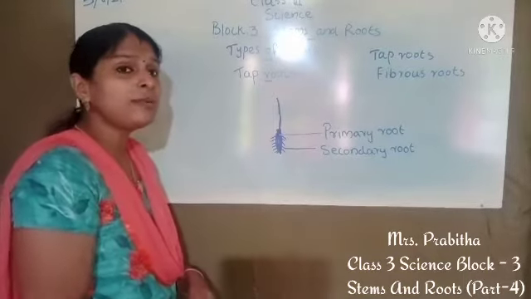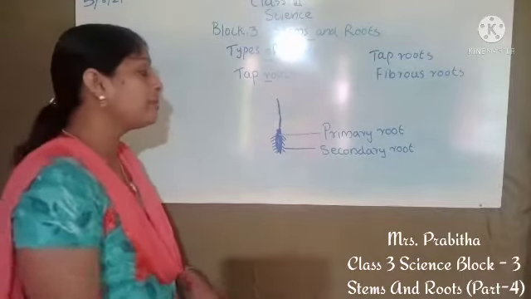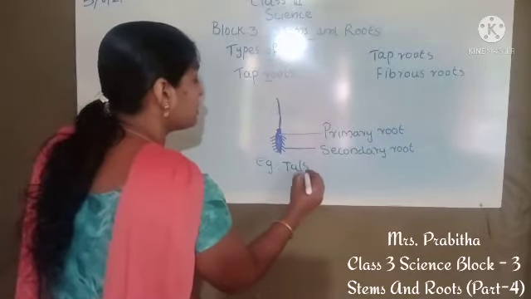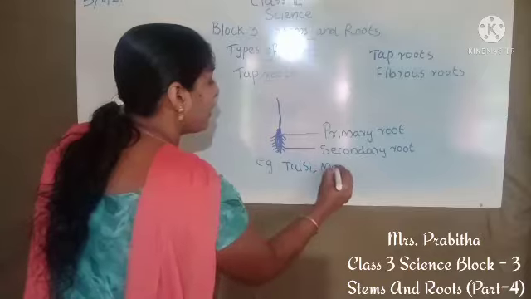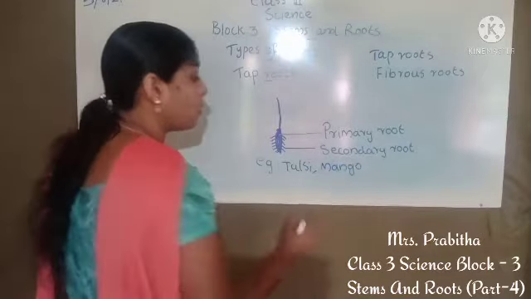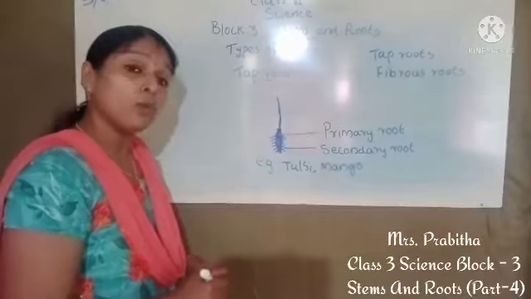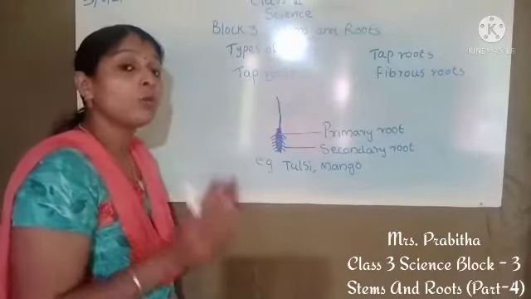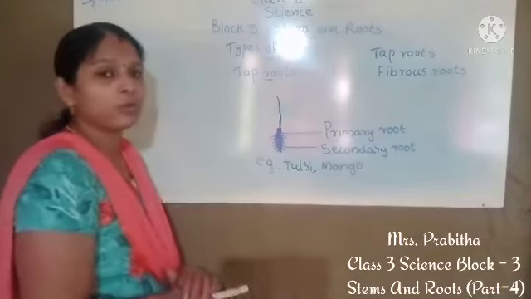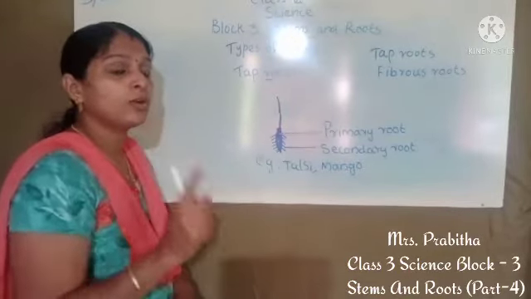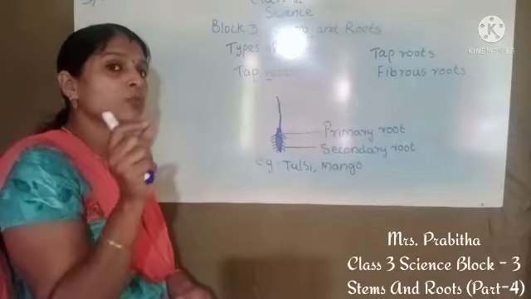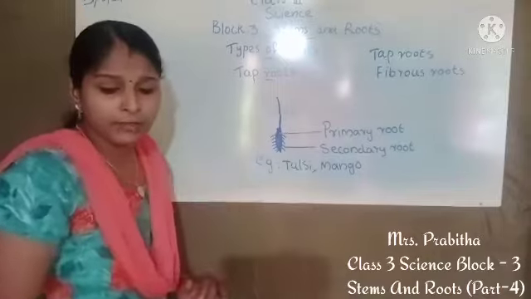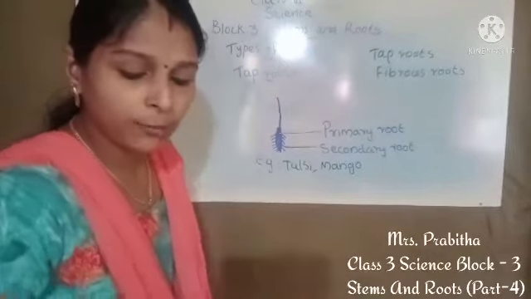So examples for taproot are tulasi, mango, and jackfruit tree. Most of the trees and shrubs have taproots. That means one main root, one primary root, will be there, and some small roots come from the main root. I will show you examples of taproot.